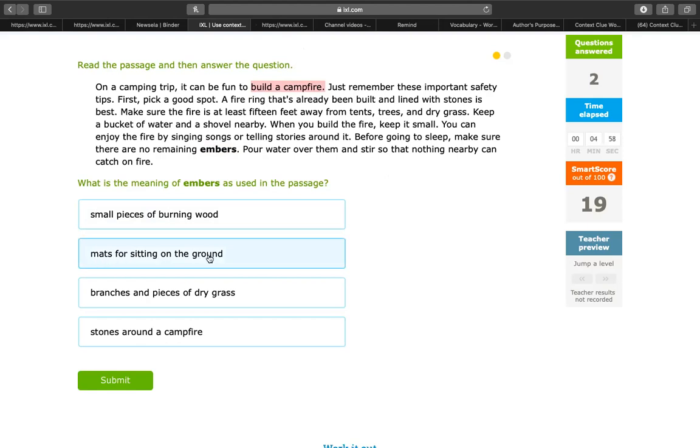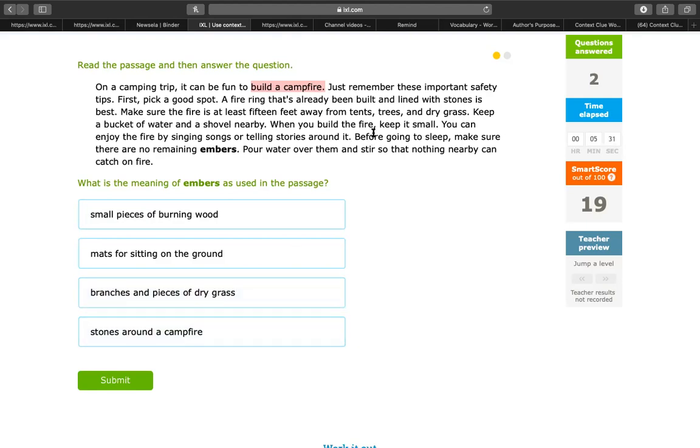Mats sitting on the ground. Now I'm just going to substitute that. Before going to sleep, make sure there are no remaining mats sitting on the ground. That's totally possible, okay? But we need to think deeper and look at the context here. Branches and pieces of dry grass: before we go to sleep, we make sure there are no remaining pieces of dry grass. I don't know if that's it. That doesn't sound very intelligent to me.